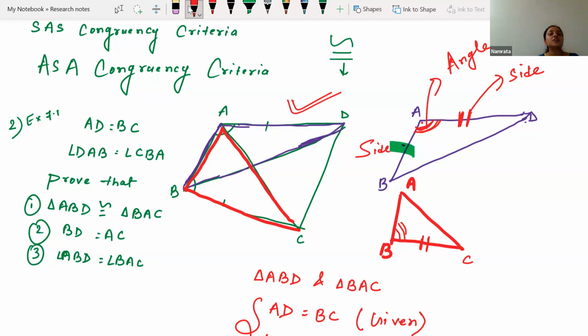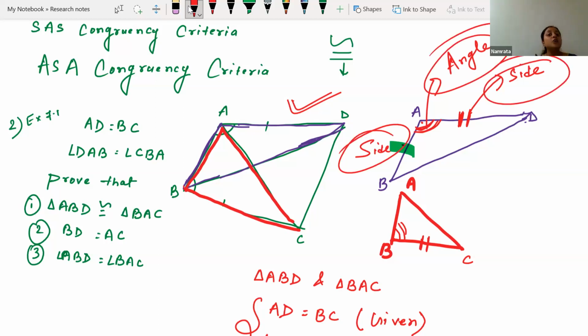Once you mark it in your triangle, you can see the sequence: side, angle, side. Side, included angle, and then side. This is the meaning of the side angle side rule. That side, other side, and included angle. In between both sides, the angle has to be there. Then and only then can we say that we have used the rule, that is the side angle side congruency rule.